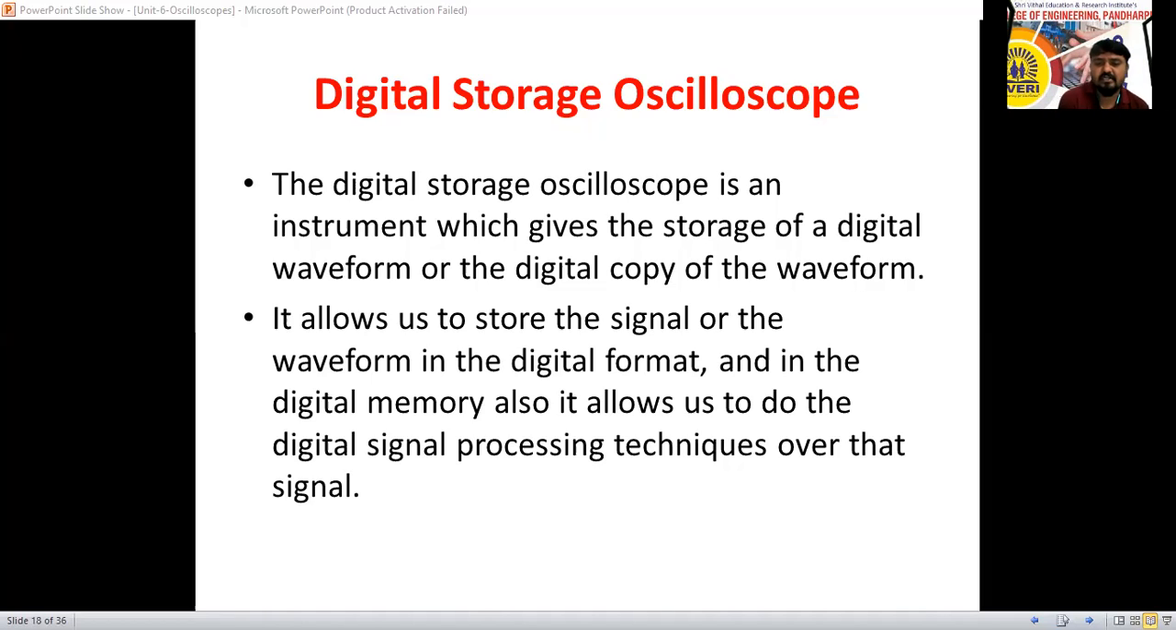I told you yesterday that whatever values we show are going to digital storage, hence the name, in the memory, or we can connect it to a computer. It is going to store the values, whatever the magnitudes and phases are, and it is also going to display them. For that reason the name came: digital storage oscilloscope.